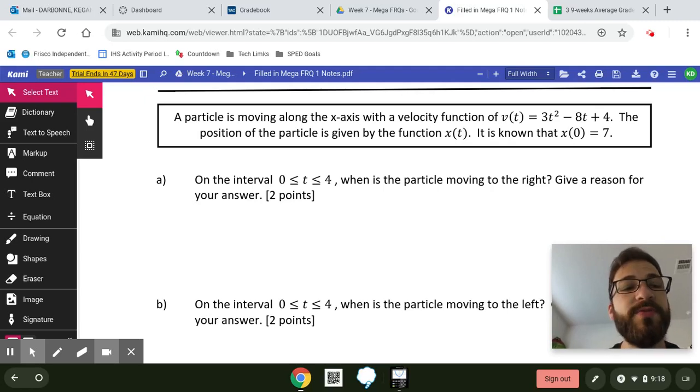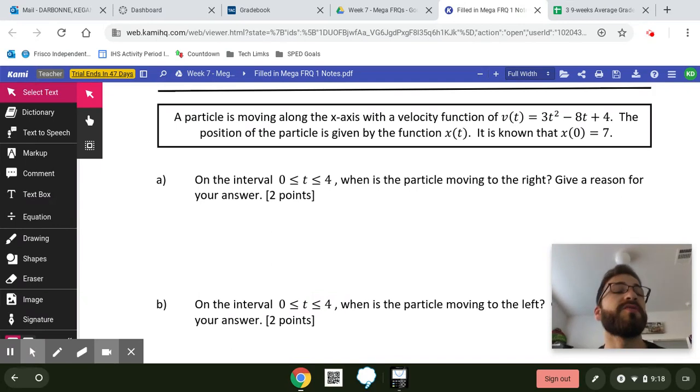All right, y'all. So this week we're going to be going over what's called mega FRQs. College Board has announced that there will be two FRQs this year, one that's going to be 25 minutes long, and one that's going to be 15 minutes long. A lot of the calculus teachers have started calling this 25-minute FRQ a mega FRQ.